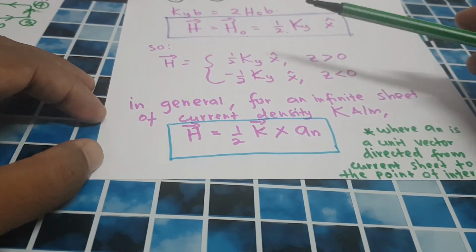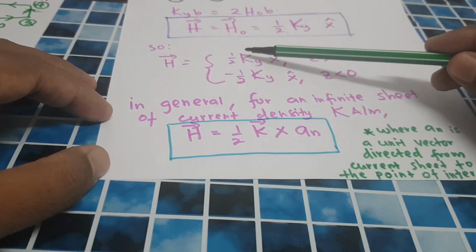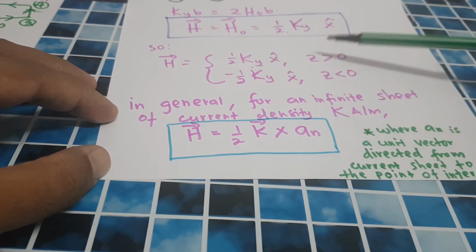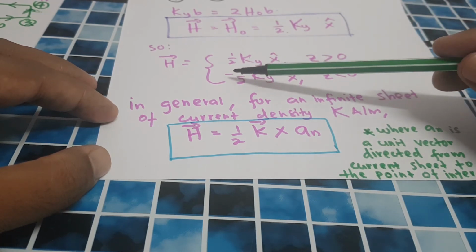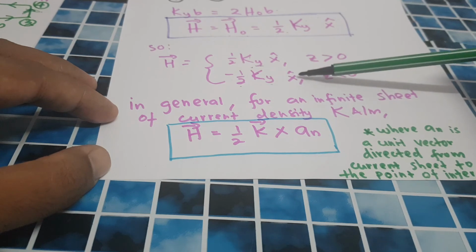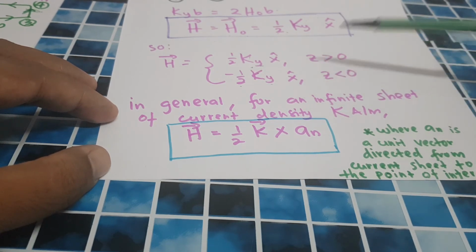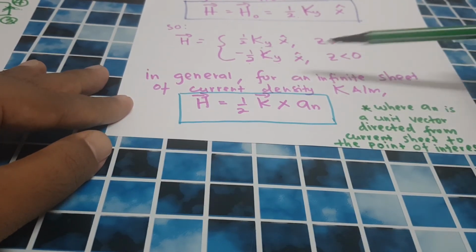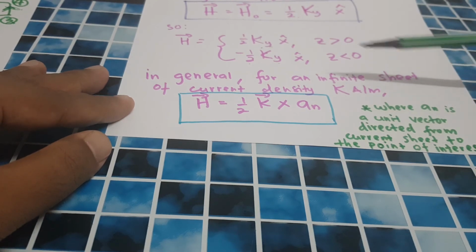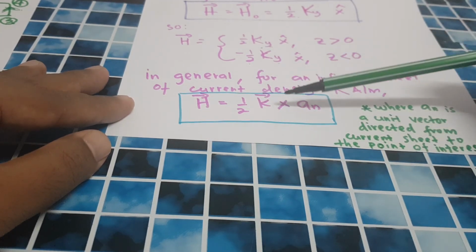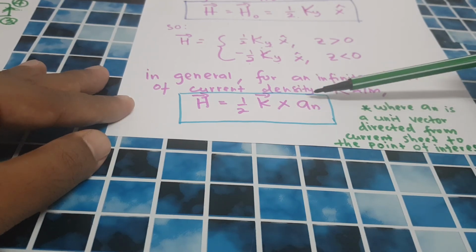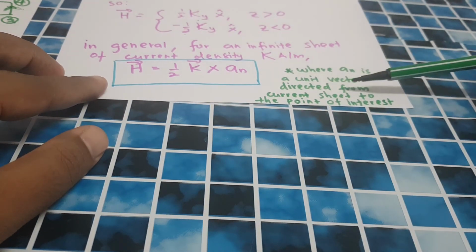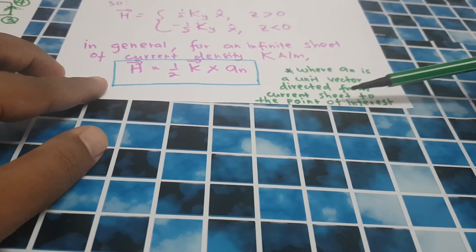So we can conclude that the H field equals half K in the direction of y, with direction of x, for z larger than 0, and negative half K in the direction of y, with H in the direction of x, for z less than 0. In general, for an infinite sheet of current density K amperes per meter, H equals half K cross aN, where aN is the unit vector directed from the current sheet to the point of interest.